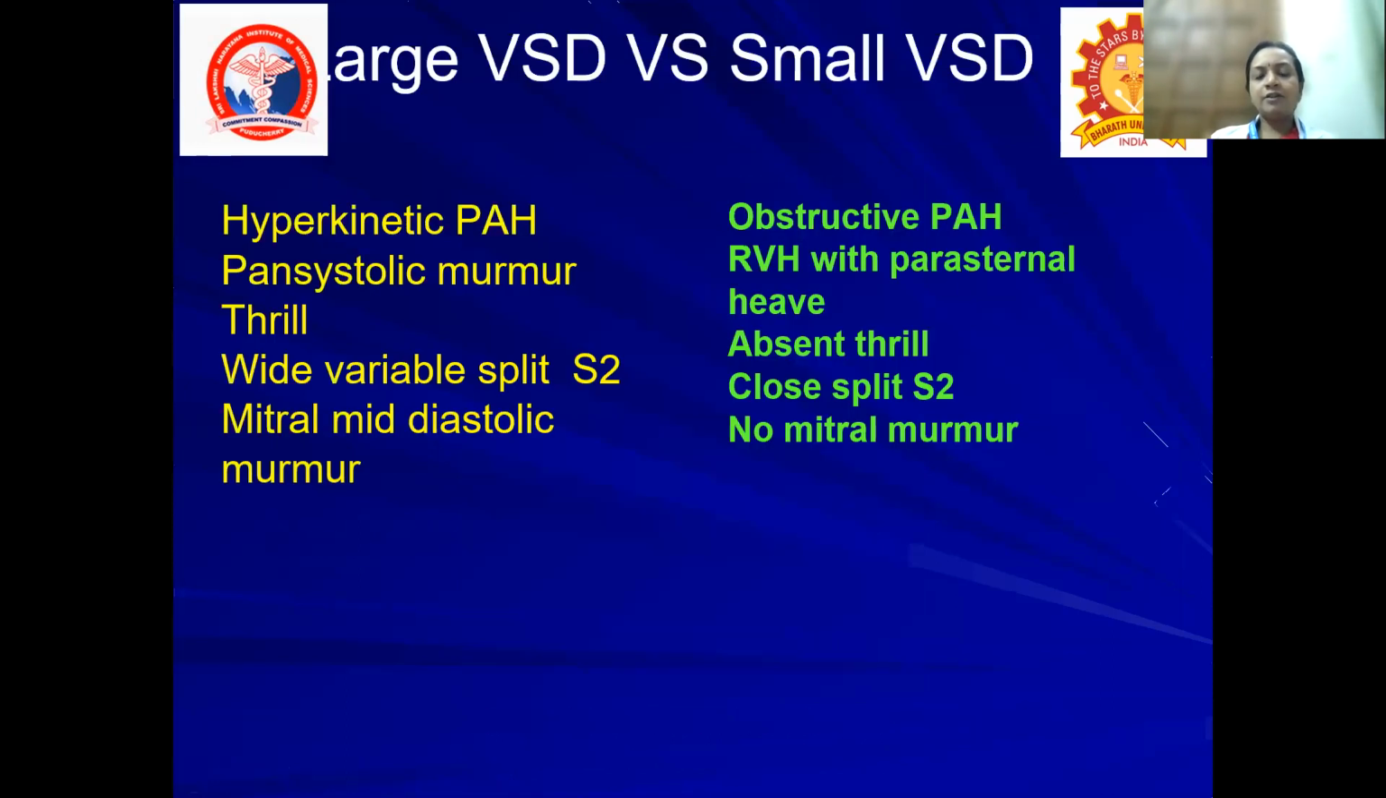How would you differentiate a large VSD versus a small VSD? In a large VSD, usually there is a hyperkinetic pulmonary arterial hypertension because of increased flow. There is a pansystolic murmur with a thrill, wide variable split S2, and mitral mid-diastolic murmur. Whereas in a small VSD, there is an obstructive pulmonary arterial hypertension because of right ventricular hypertrophy, presenting with a parasternal heave, absent thrill, closely split S2, and no mitral murmur.